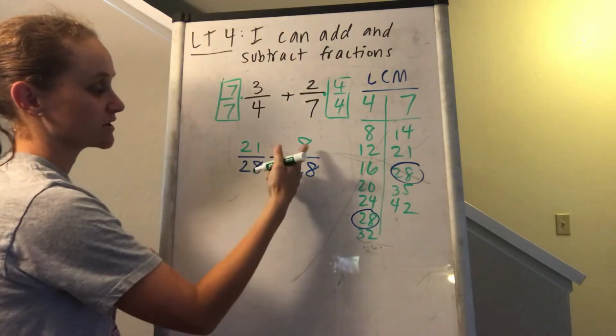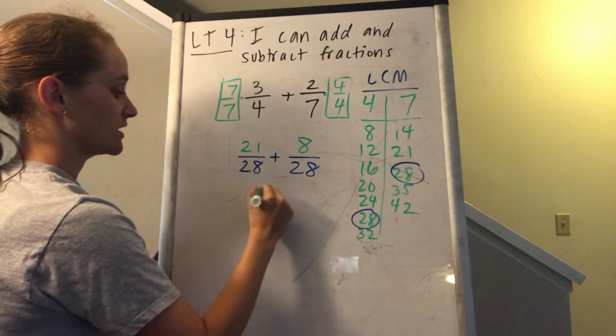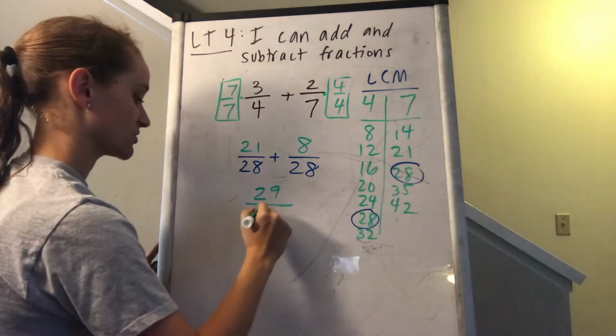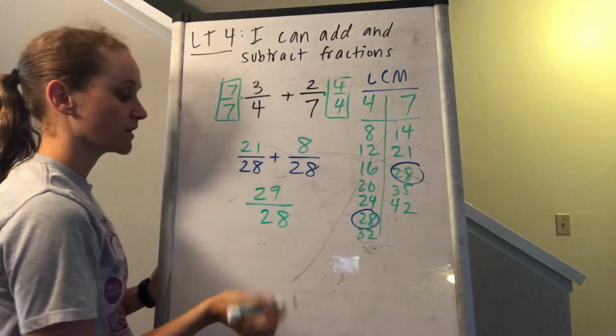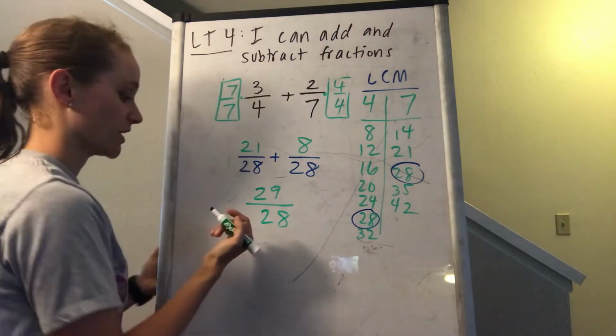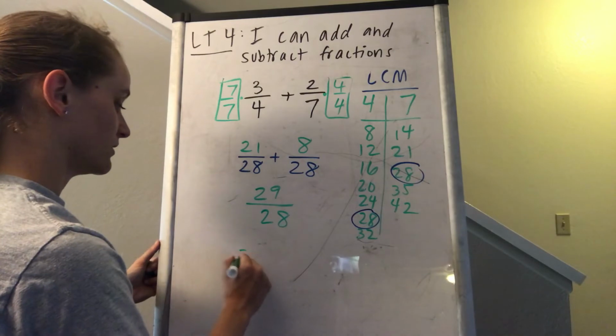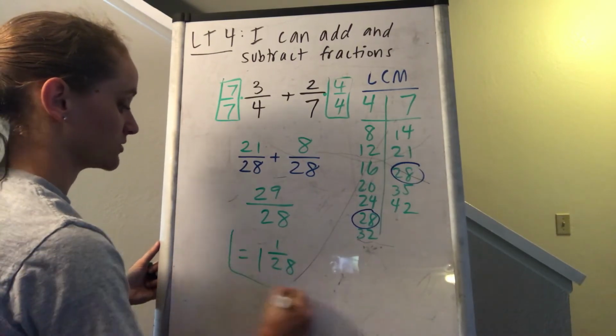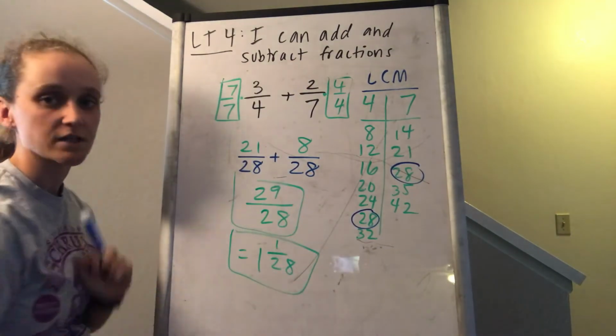So now I'm going to add these together. 21 plus 8 is 29. And then remember, you just keep the denominator, so it's going to be 29 28ths. You can keep it improper, I don't care, but if you wanted to convert it, this is the same thing as 1 and 1/28. So either of these answers would be fine.